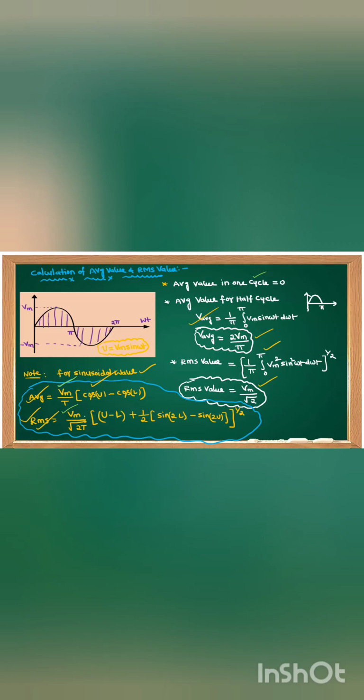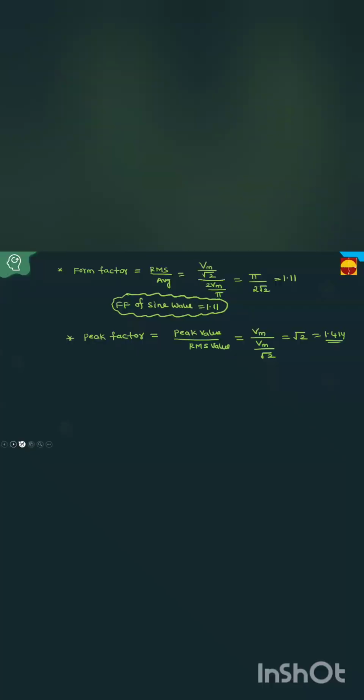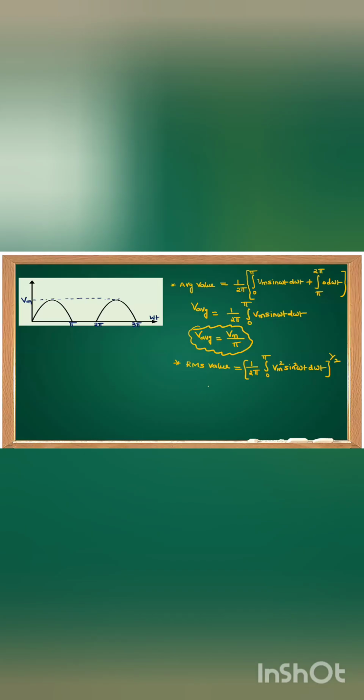Then how to calculate RMS of this one, students? The RMS value equals 1 by 2 pi integral 0 to pi Vm square sin square omega t d omega t, whole to the power of 1 by 2. Use this formula, substitute the upper limit and lower limit here, we can get the answer. Or otherwise integrate and substitute the limits here. Then what is the VRMS of this waveform? Vm by 2. If it is current, Im by 2. If it is voltage, Vm by 2. But here I am explaining with respect to voltage.